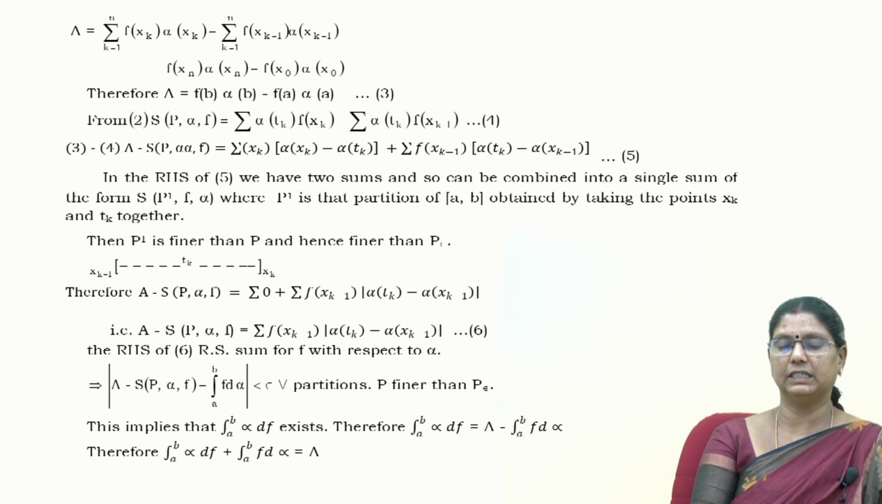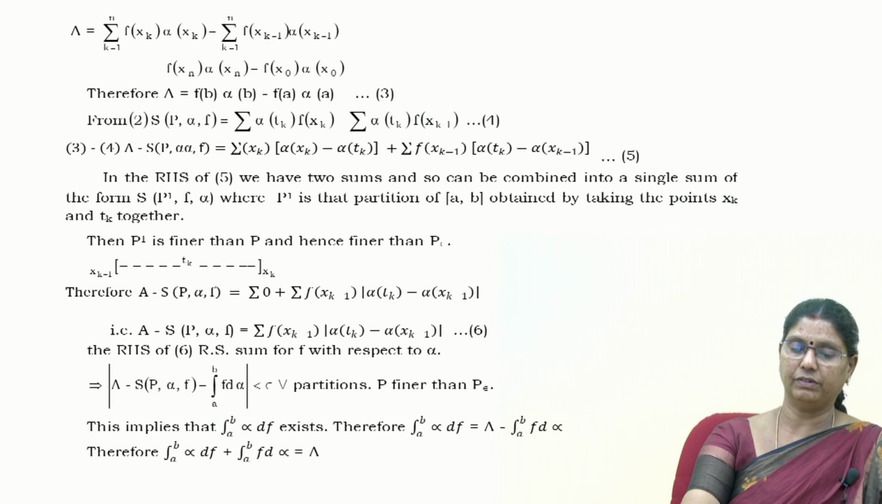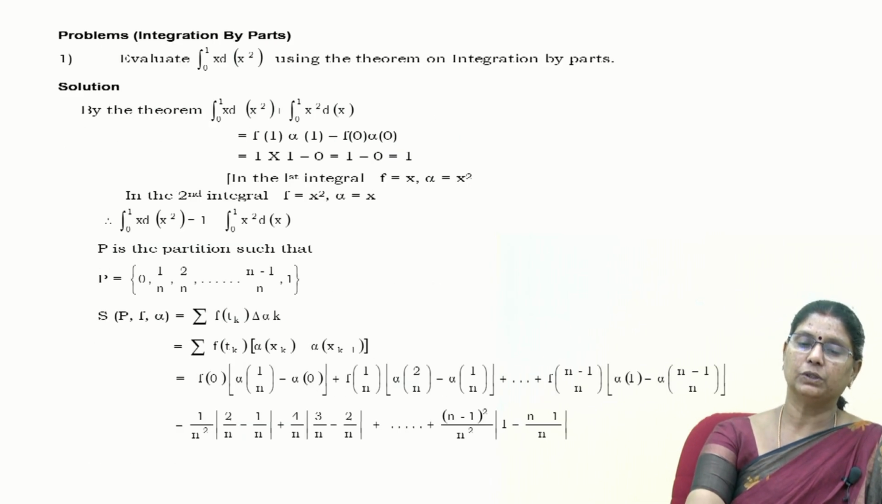So this implies that the integral from a to b of alpha df exists, and therefore the integral from a to b of alpha df is nothing but A minus the integral from a to b of f d alpha. Combining these two, we get the integral of alpha df plus the integral of f d alpha equal to A. By definition, A is nothing but f(b) alpha(b) minus f(a) alpha(a). Based on the formula for integration by parts, here we give an example.